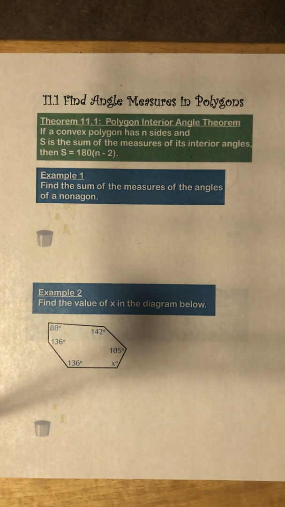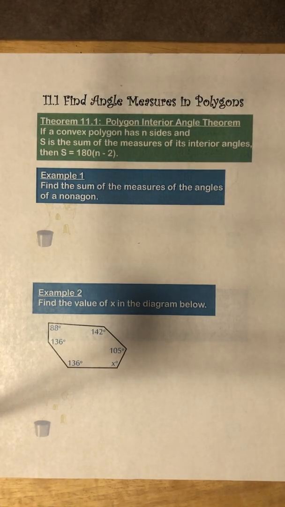So this year we've talked a lot about polygons. We spent several chapters talking about triangles. We spent a couple of chapters talking about quadrilaterals, and in this chapter we're going to talk about polygons of many different sizes and number of sides.